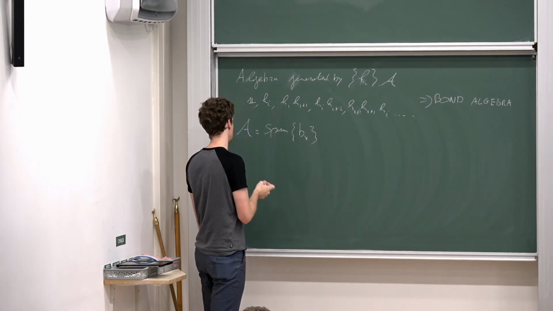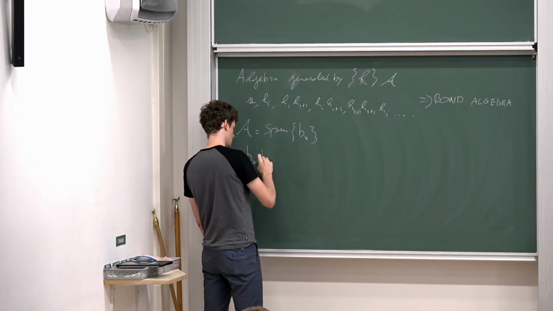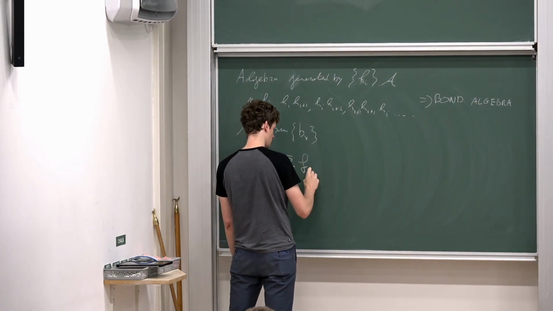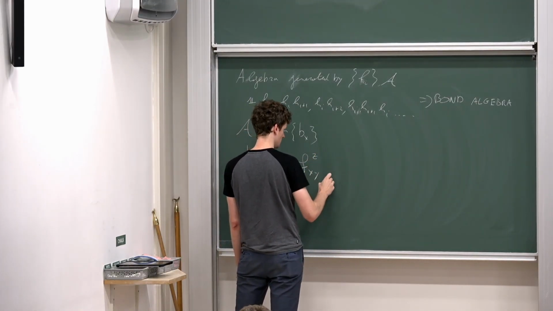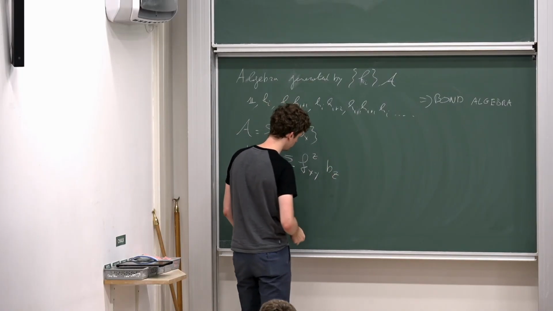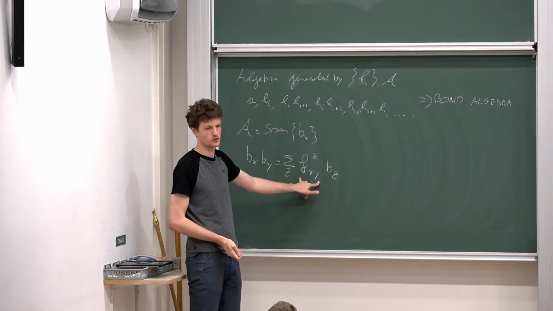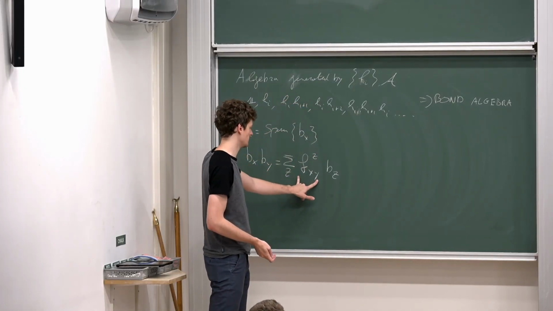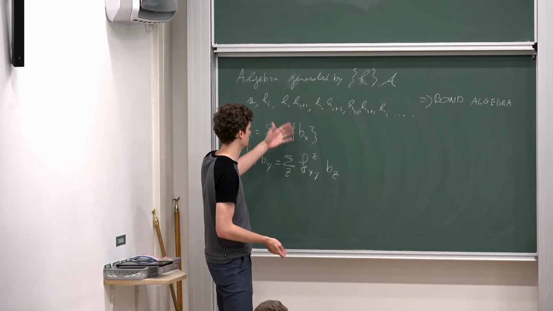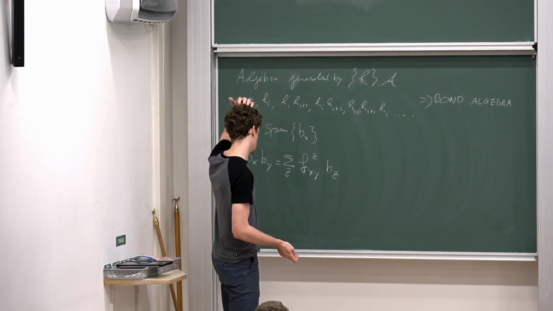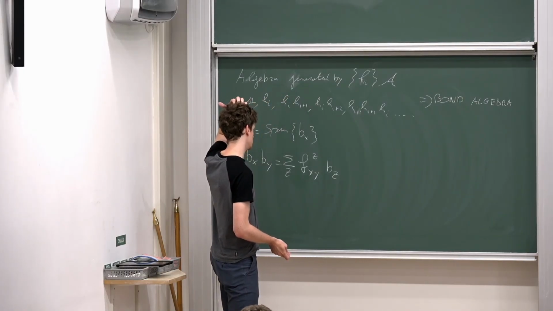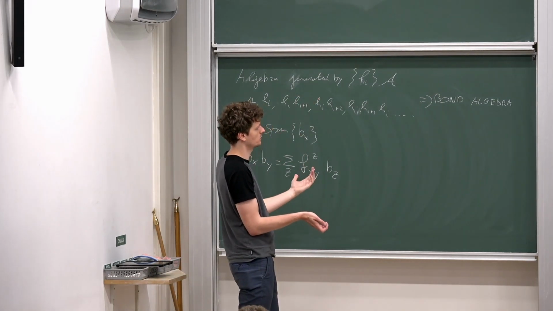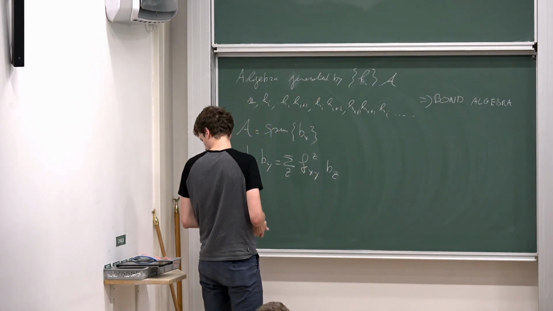In this basis, you can write Bx times By is the sum over Z of f x y z of Bz, right? These are the structure constants of this algebra. I'm going to this basis because it's easier to talk about the structure constants. This really just follows from the fact that this is a closed algebra, because the symmetric operator times the symmetric operator is again a symmetric operator.